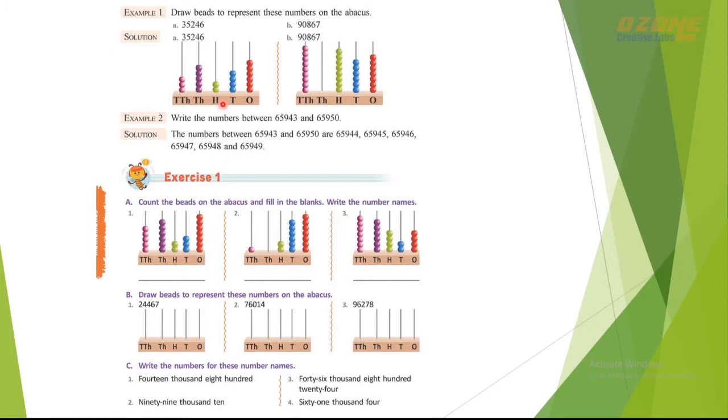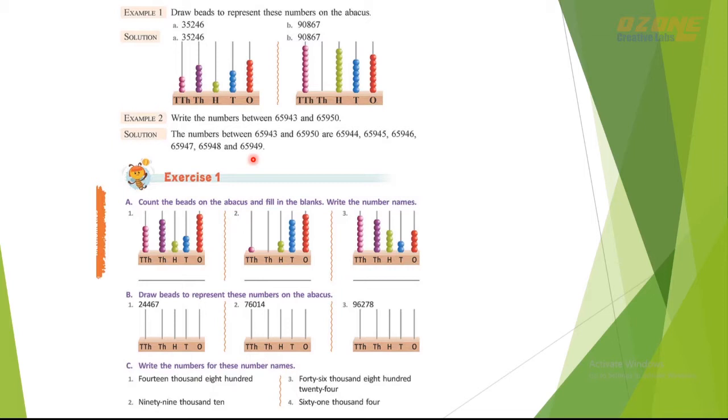Next, write numbers between the given two numbers. Here it is 65,943 and up to 65,950. So 43 and 50. Then the numbers will be 44, 45, 46, 47, 48, 49. So we can write the complete numbers, that is 65,944, 65,945, 65,946, 65,947, 65,948, 65,949. These are the numbers which come in between the given numbers.